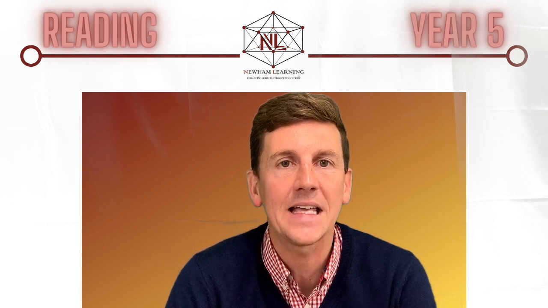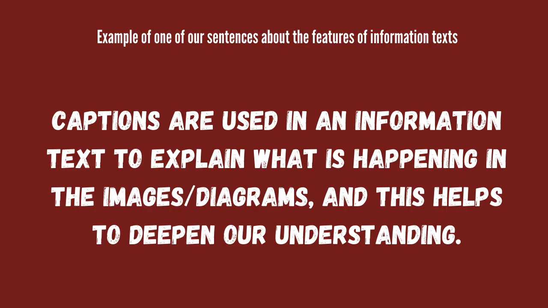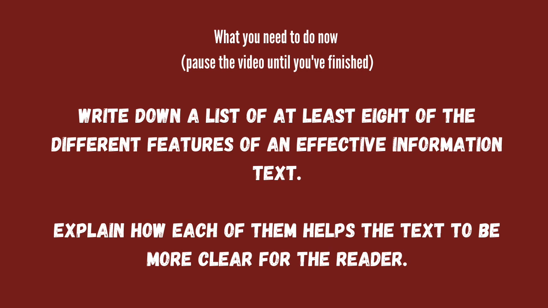First of all, I want you to see if you can create a list of at least 8 features of an information text. That's 8 features of an information text. For each one, I'd like you to explain how it helps to make the information clearer. I'm going to give you an example. For example, as one of my answers, I might have captions are used in an information text to explain what is happening in the images or diagrams, and this helps to deepen our understanding. So, that is your first challenge.